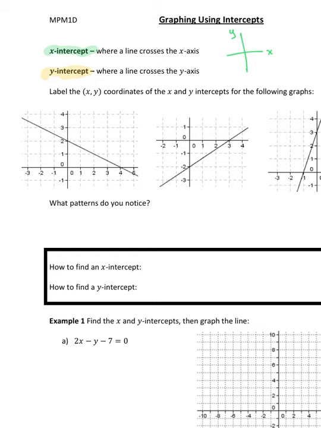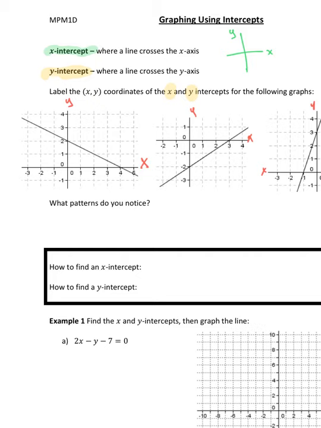So let's go through here and label our x and y coordinates of the x and y intercepts of the following graph. All I'm wanting is an ordered pair, so it goes x then y, and I want to first find my x-intercept and then my y-intercept. If I'm looking at this line, I always like to start by labeling my axes so I have a reference.